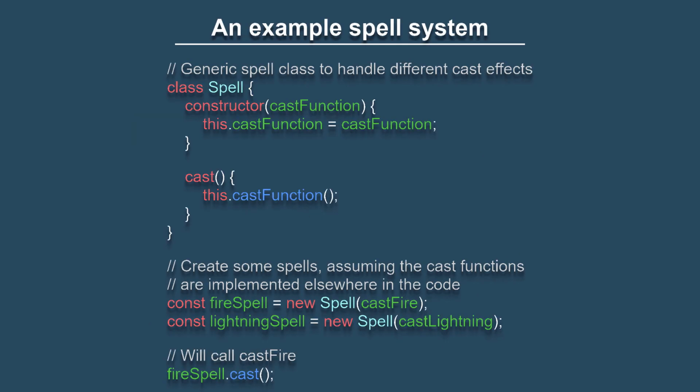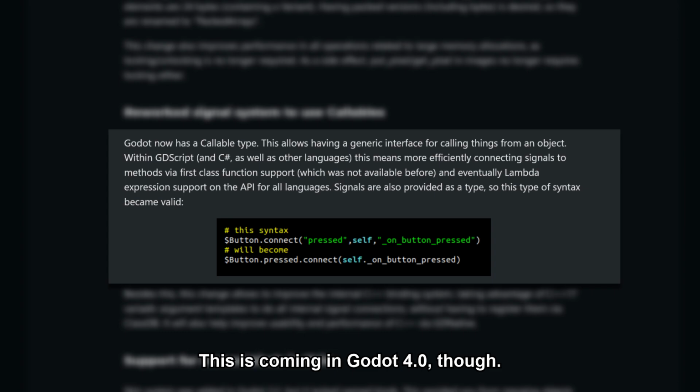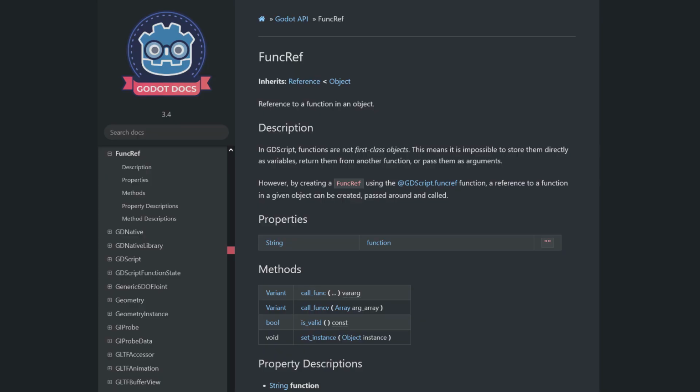Assuming that cast fire and cast lightning are defined somewhere else in our code, we can use one spell class to create different types of spells. So in these examples, writing some generic code and getting a specific output makes things easier, and so the lack of first-class functions in GDScript is kind of a bummer, but we can get that functionality back with the use of FuncRefs. The Godot documentation sums up FuncRefs pretty nicely.